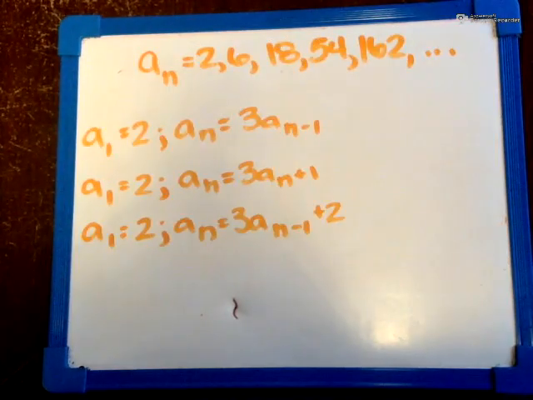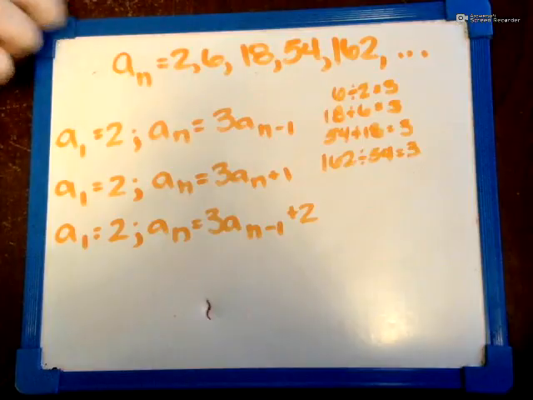This is question 5 on the practice. Given the first 5 terms of the sequence a sub n is equal to 2, 6, 18, 54, 162, determine which option is the correct subscript notation for the recursive formula. If a sub 1 equals 2, that's for all of them. Number 1 is a sub n is equal to 3a sub n minus 1. Number 2 is a sub n is equal to 3a sub n plus 1. And option 3 is a sub n is equal to 3a sub n minus 1 plus 2. Go ahead and pause it, figure it out, come back.